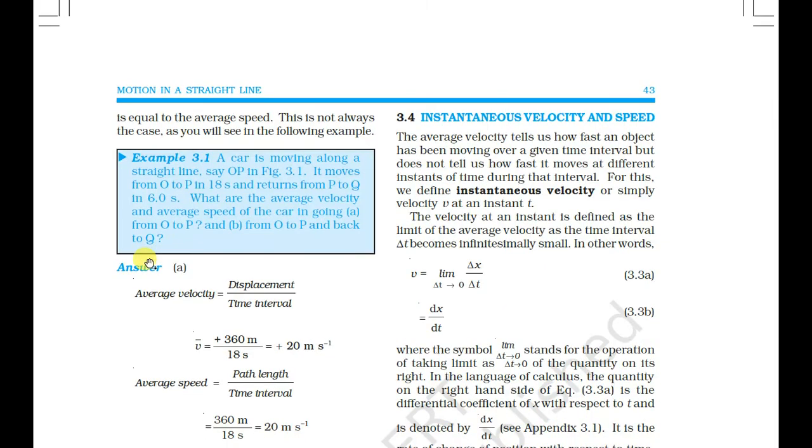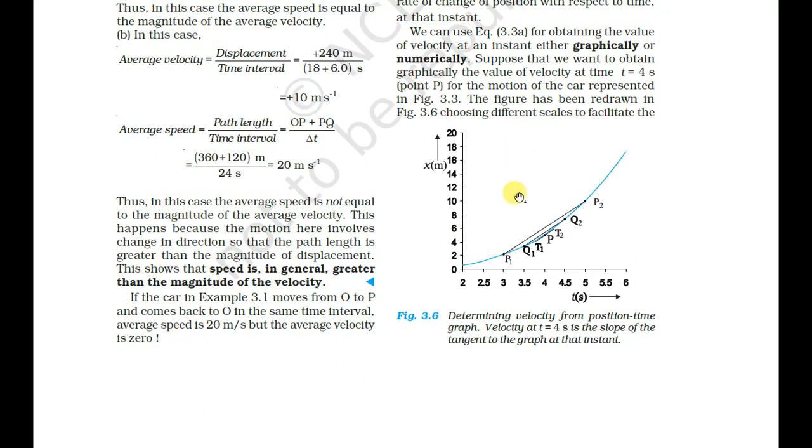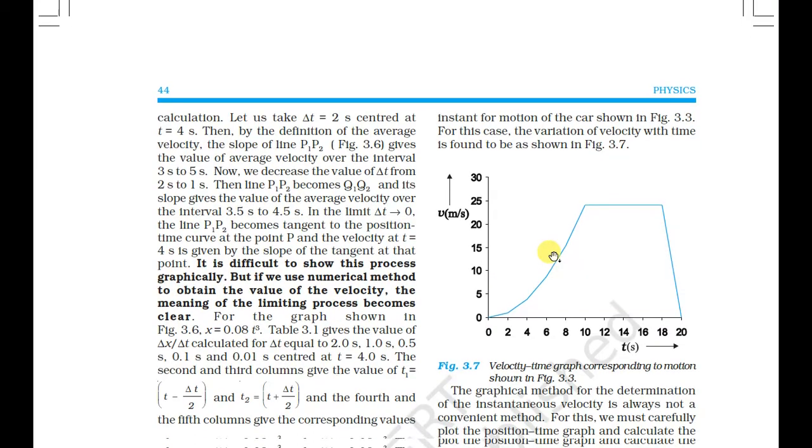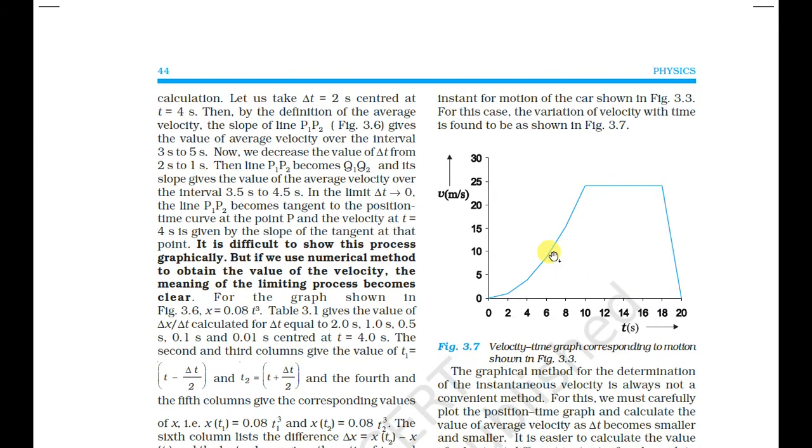So see here, we were discussing P1P2 and Q1Q2, but now we are drawing the tangent. Okay, we draw the tangent T1 and T2. At that time it will give us the value of the velocity at the particular time of 4 seconds, which is the slope of the tangent at that point.